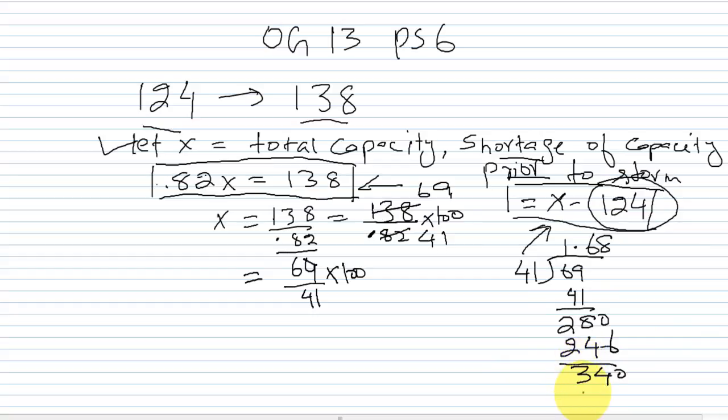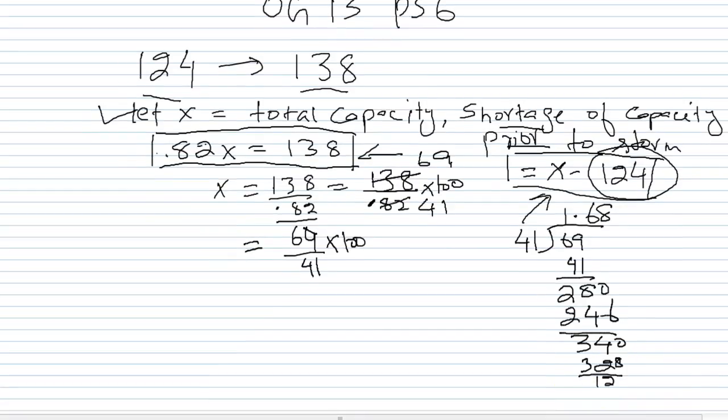Multiply 41 by 8 will give me 328. Get 12 from there. Okay, so I think we have a reasonable number here that we can work with. So that will give us an approximate amount of total capacity, which is 168 billion.